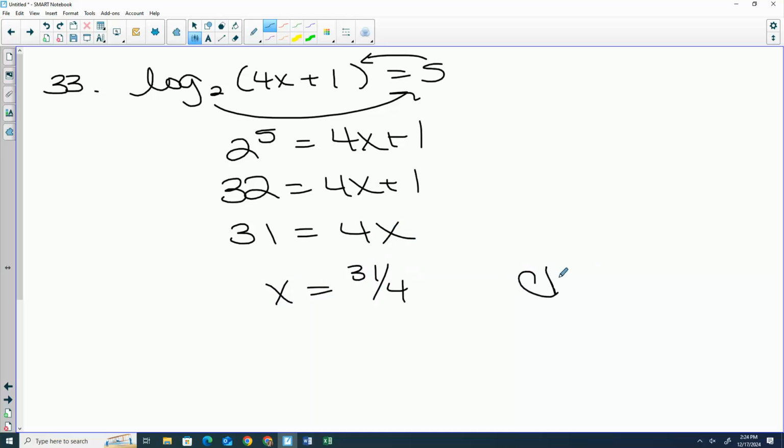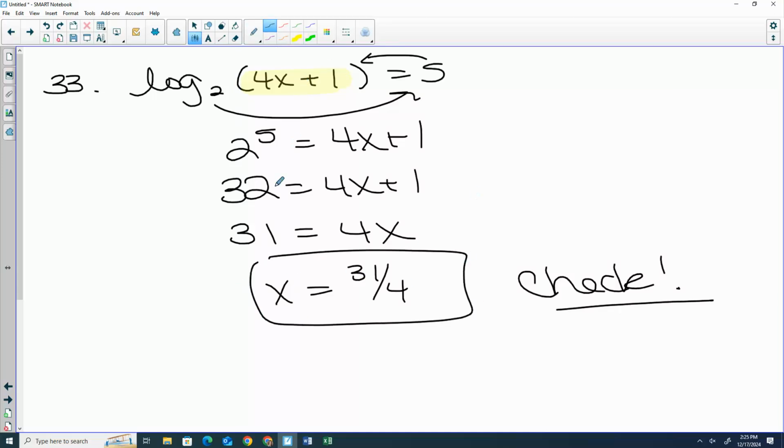This one you do need to check. All you really have to verify when you check is that if I plug this in, do I get a positive number? If not, it would be a no solution. This one, we're okay because you get log base 2 of 32. So that works. Are we remembering this log stuff?